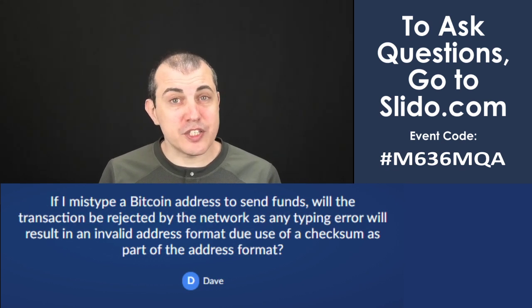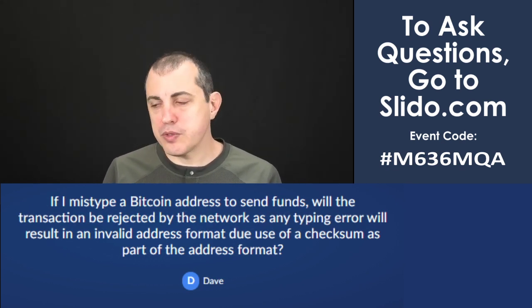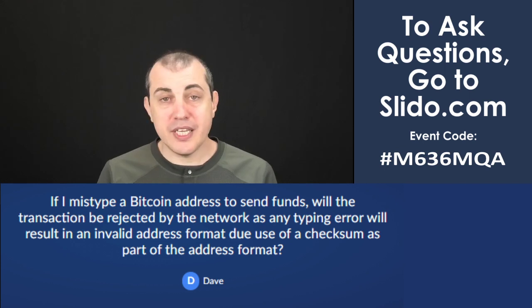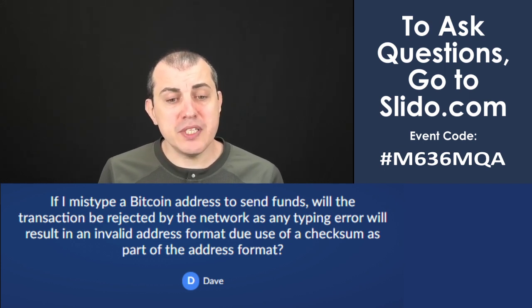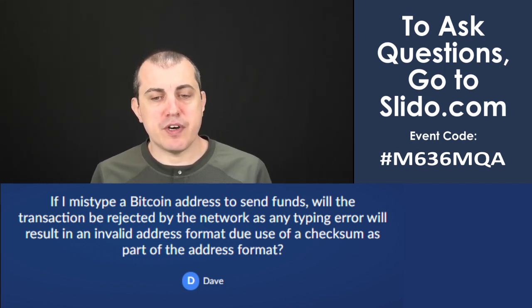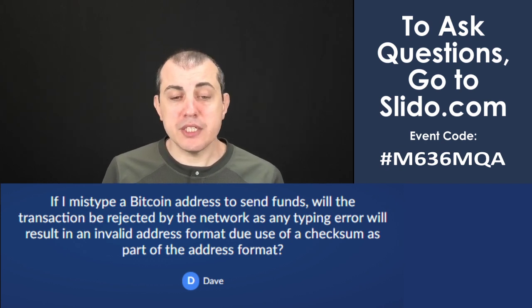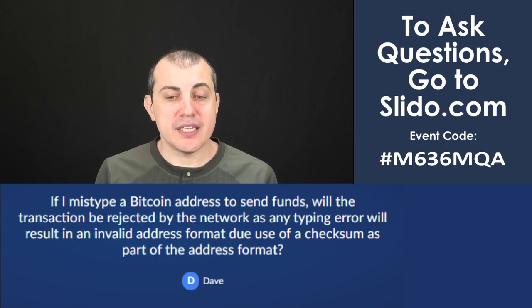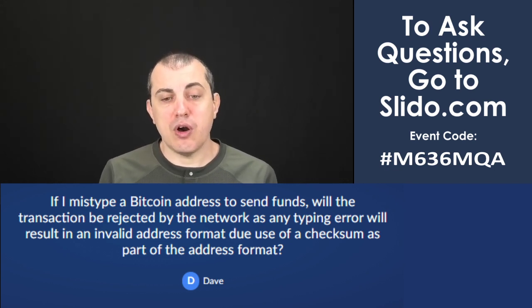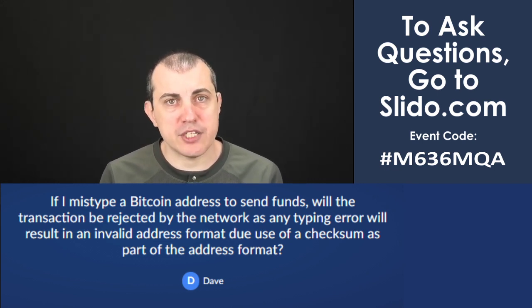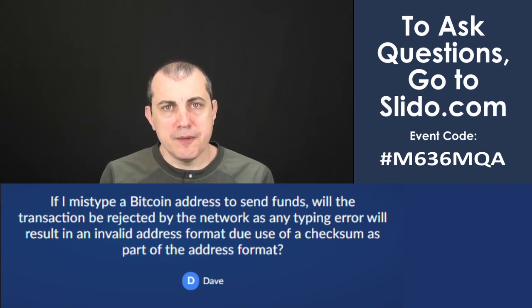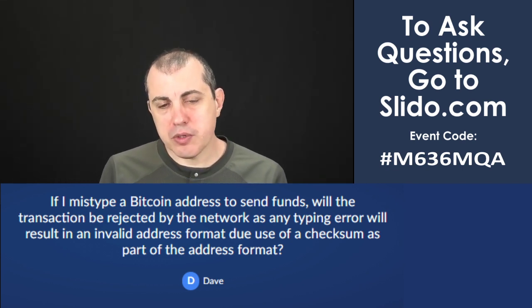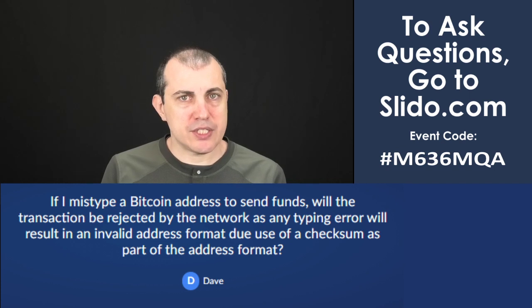Now this question is very similar, so I decided to answer both of these together. Dave asks, if I mistype a Bitcoin address to send funds, will the transaction be rejected by the network as a typing error? Will it result in an invalid address format due to use of the checksum as part of the address format? This is a bit trickier because the question you've asked is very specific.